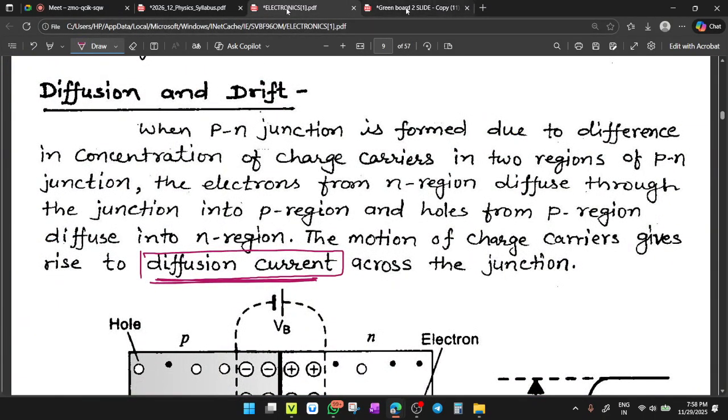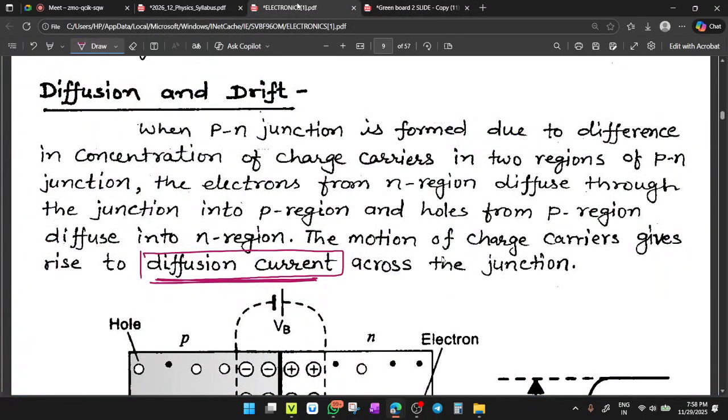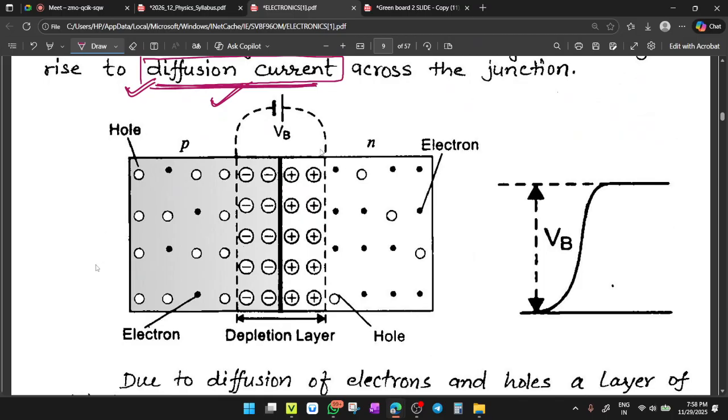Yes. So this current is called diffusion current. This current that is established because of the concentration difference is called diffusion current. Clear, students? Once again, when a PN junction is formed, due to the difference in concentration of charge carriers in the two regions of the PN junction, the electrons from the N region will diffuse through the junction into the P region, and the holes from the P region will diffuse into the N region. The motion of charge carriers gives rise to the diffusion current across the junction. Clear? Yes. So this is happening here.